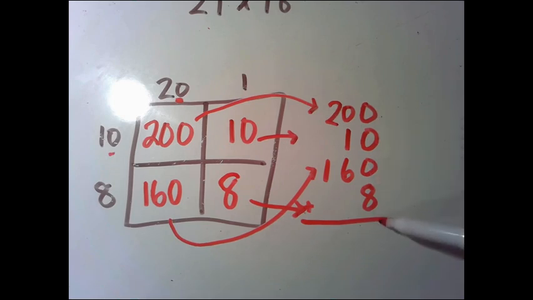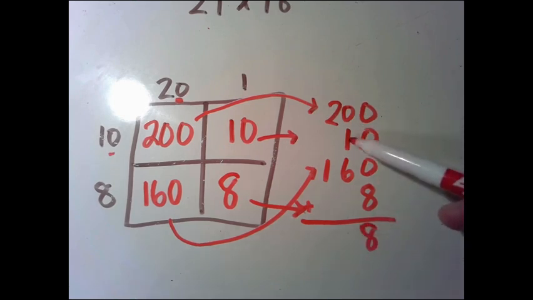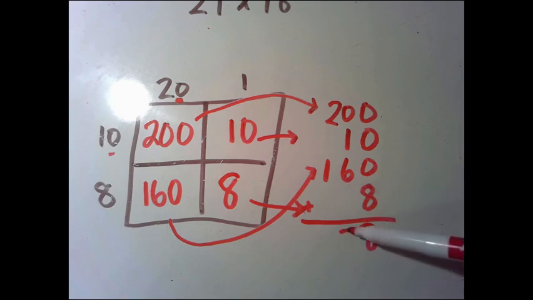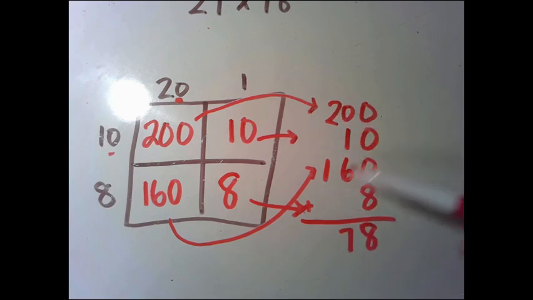0, 0, 0, and 8 is 8. 0, 1, plus 6 is 7. 200 plus 100 is 300. So our actual answer, boys and girls, is 378.